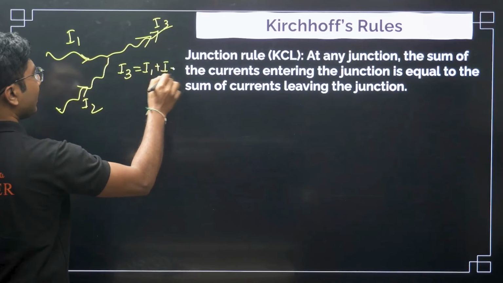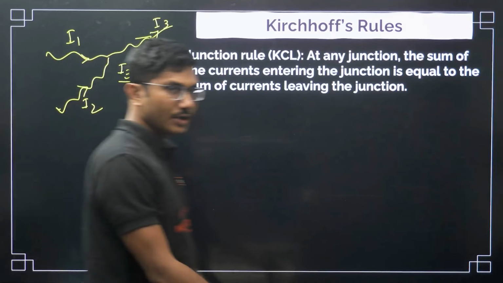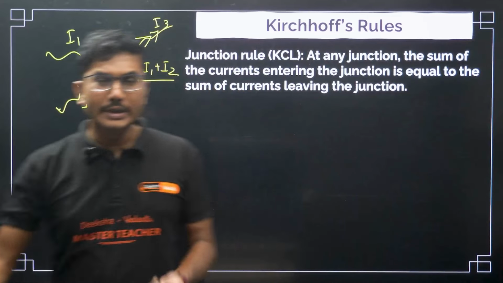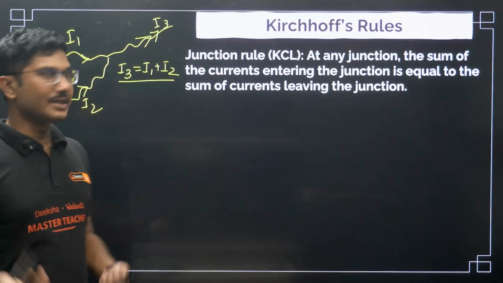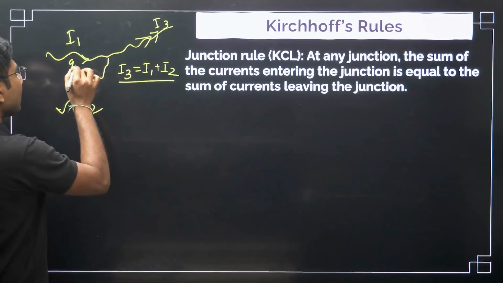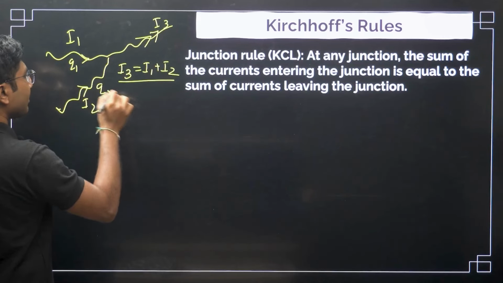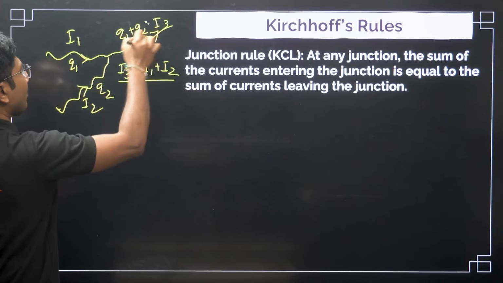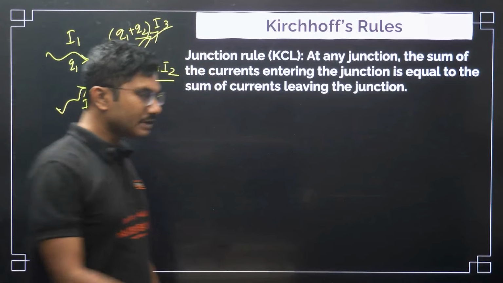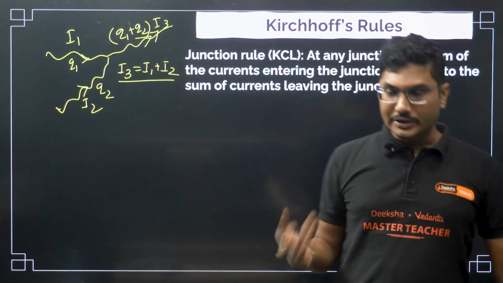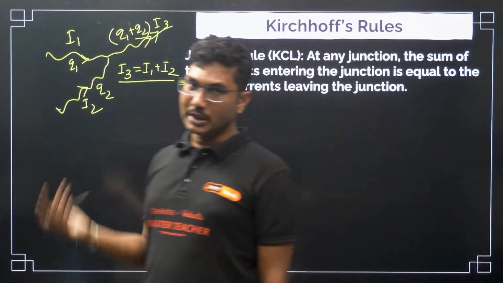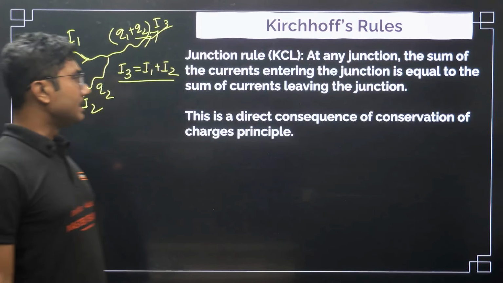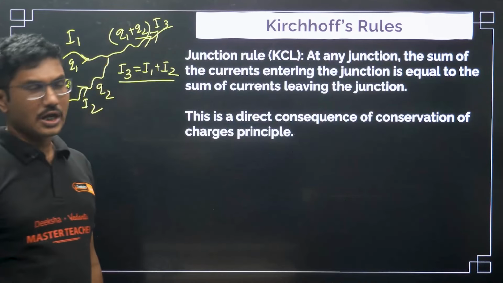Now this is nothing but conservation of charge. If you multiply all the currents with time, you will get charge, right? So if Q1 charge is coming from this side and Q2 charge is coming from this side, Q1 plus Q2 charge should pass to the third line because it's an isolated system. In an isolated system, the total charge should be conserved. That is basically Kirchhoff's current law. This is a direct consequence of the conservation of charge principle.